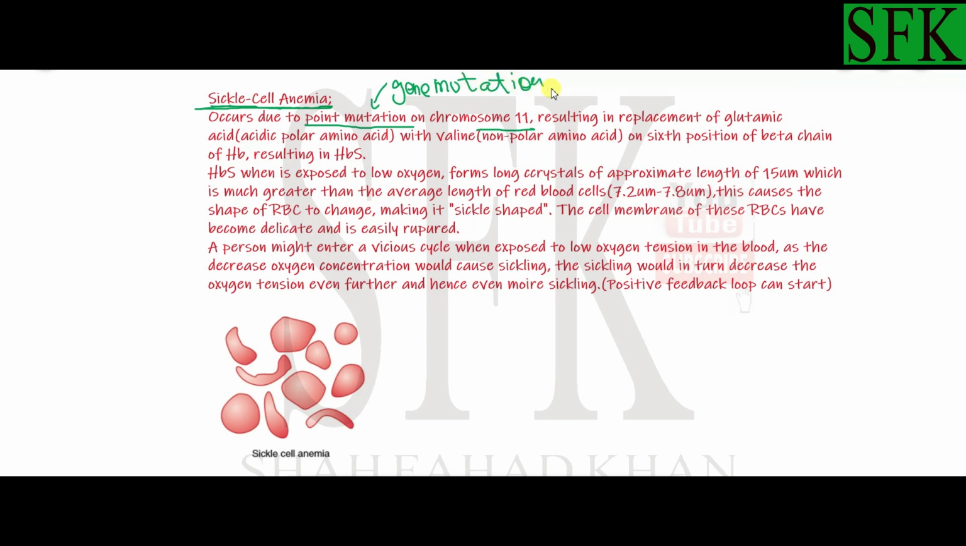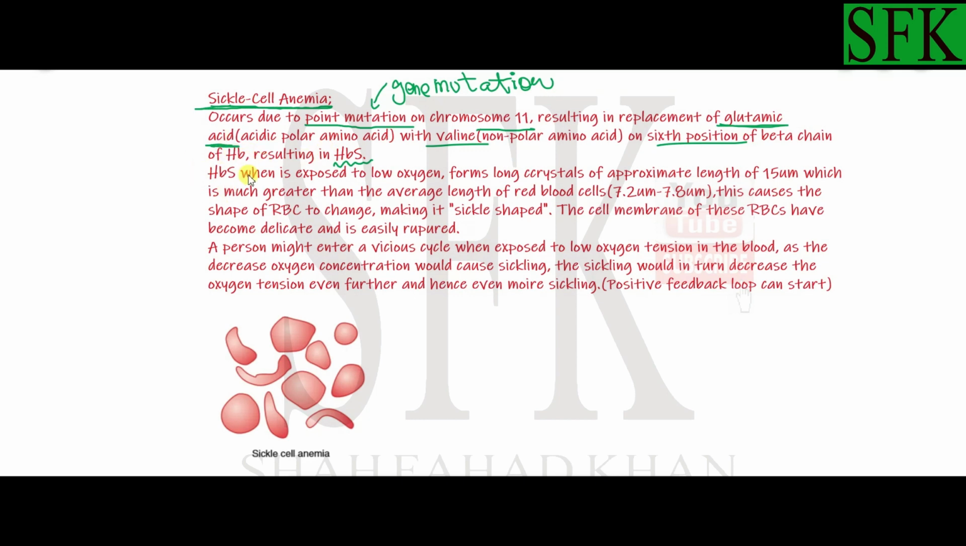Due to this mutation, adenine is replaced by thymine, and the glutamic acid, which is an acidic polar amino acid, gets replaced with valine, which is a non-polar amino acid, on the sixth position of the beta chain of hemoglobin. Hence the normal HbA is not formed, but rather HbS, a different variant of hemoglobin, is formed.